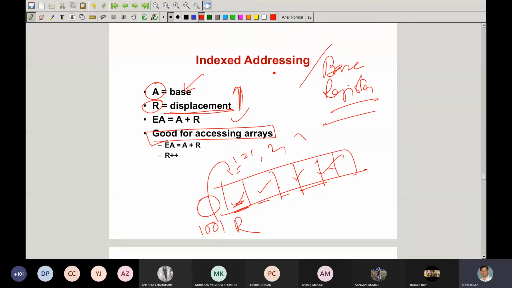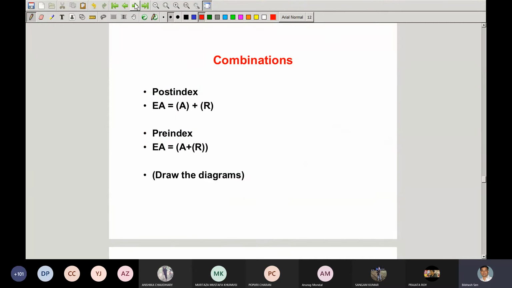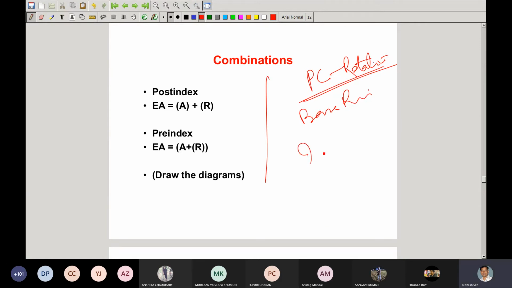See, so I found here three types of displacement. If I combine them, one is PC, which we mentioned as relative. Be careful, try to understand the difference. For the relative, one is base register, one is index register.